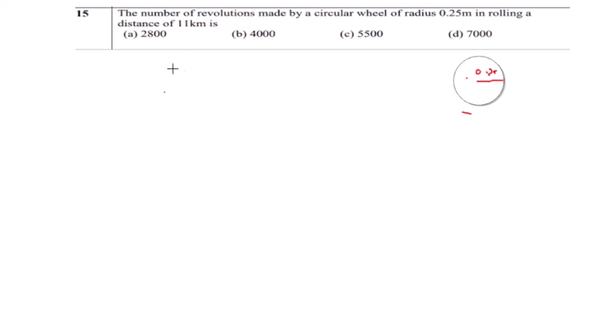So we can convert. First we will convert distance to meters. 11 kilometer, that is 11 into 1000, that is equal to 11,000 meters. So distance is equal to 11,000 meters, right? Now what is the radius? Radius of the wheel is 0.25 meters.